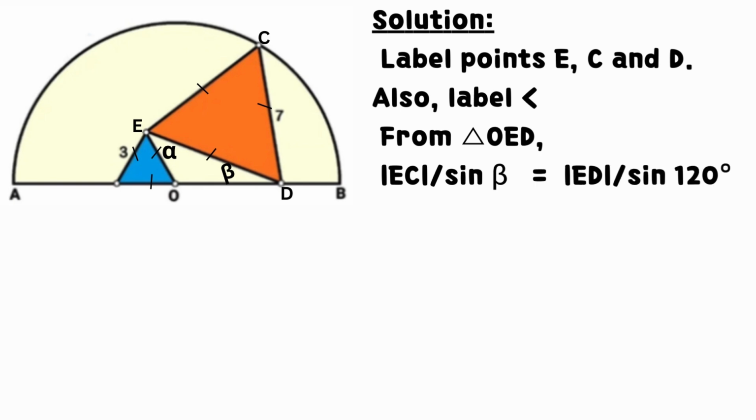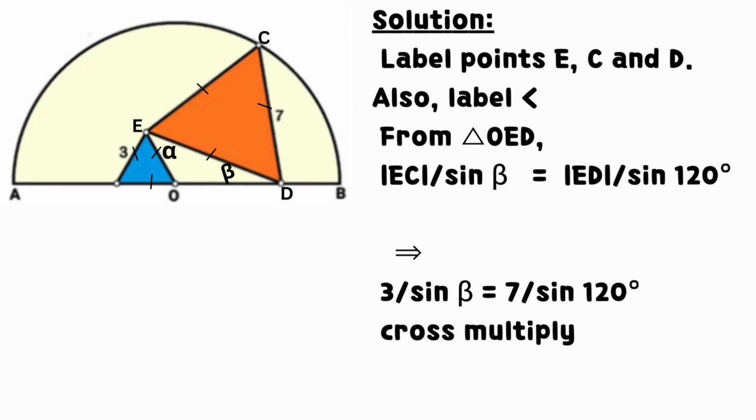Also, label angle beta. From triangle OED, line EC divided by sine beta equals line ED divided by sine 120 degrees. Substitute other values and we have that 3 divided by sine beta equals 7 divided by sine 120 degrees.